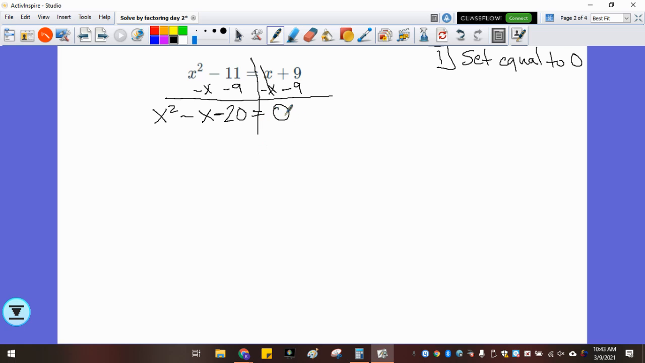And then we ignore the equals 0 completely. And we just factor this side. A is always the number in front of x squared. B is always the number in front of x. And C is just the number by itself.